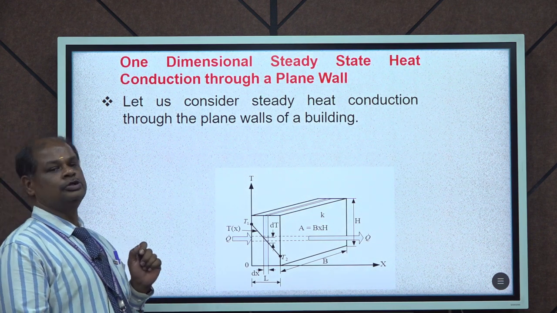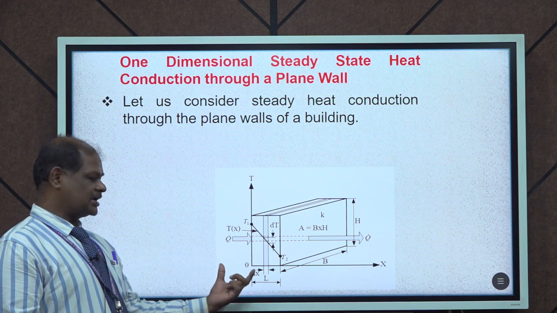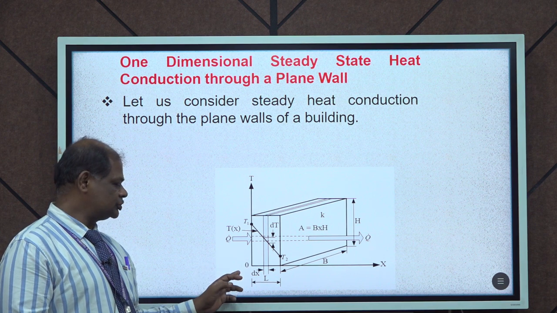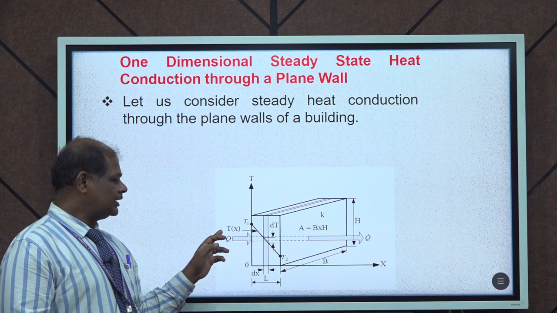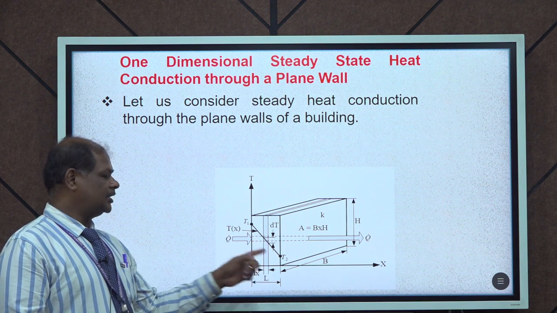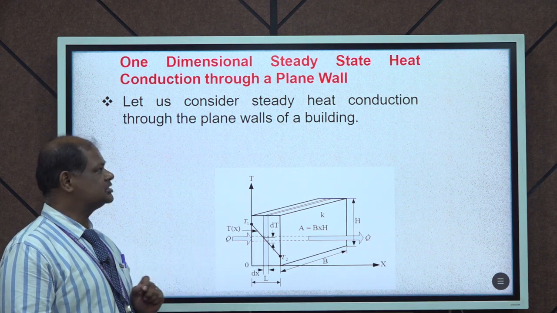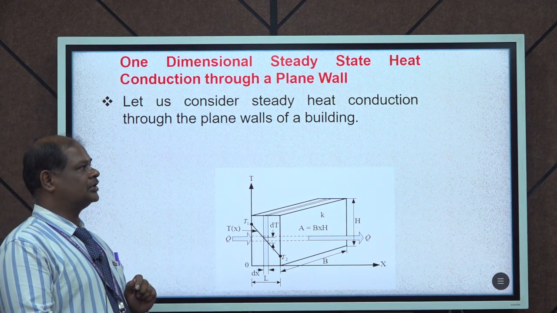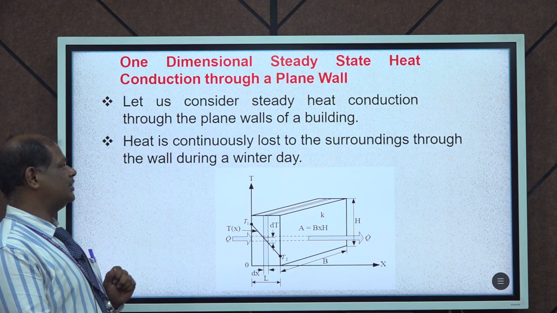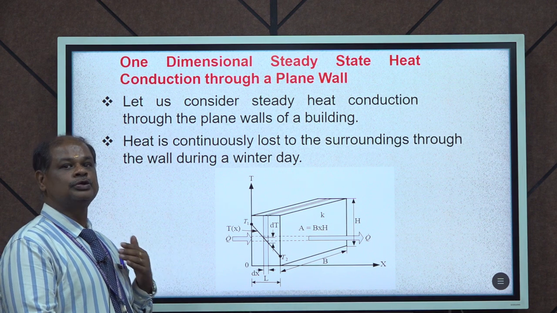First we are going to see how the heat is transferred in the plane wall. Let us consider a plane wall. The thickness of the plane wall is 0 to L. The inlet temperature of the plane wall is T1, the outlet temperature is T2. The temperature T1 is high, T2 is low. It is mainly used for building construction. During the winter season, the heat is continuously lost to the surroundings through the plane wall.